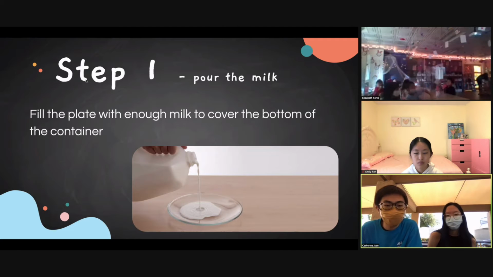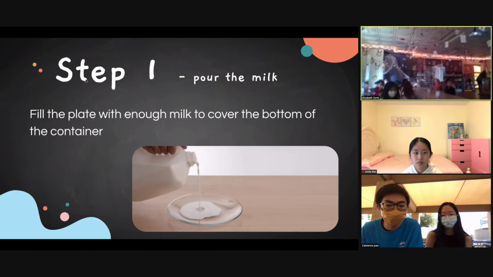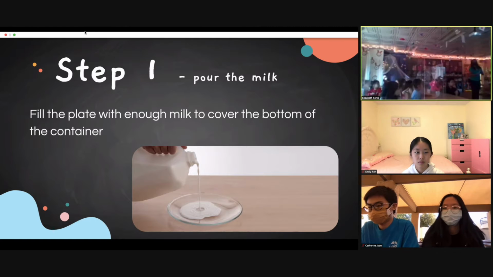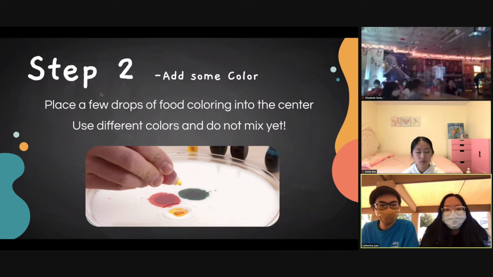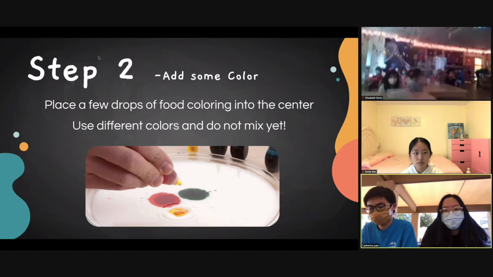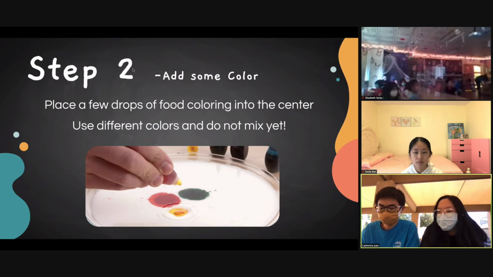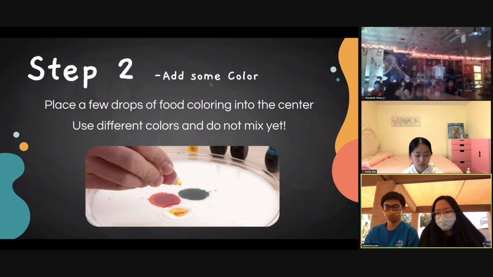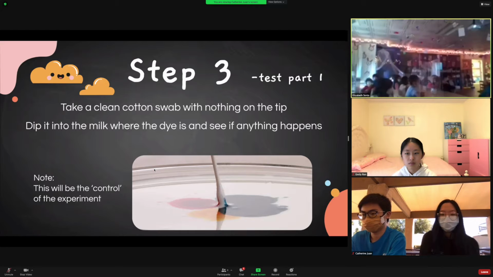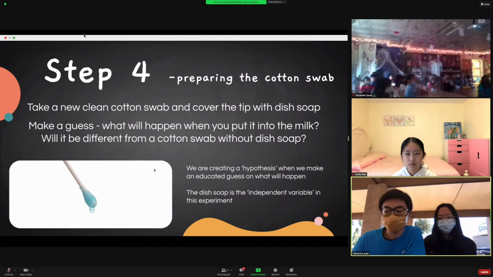So the first step you want to do is to pour the milk and cover enough of the container to fill the bottom. Okay, we're done with that step. If you guys are ready, all we're going to do is add some color, so you're just going to put a few drops of food coloring into the center. All right, our food coloring's done. Now take a clean cotton swab and cover the tip with dish soap.